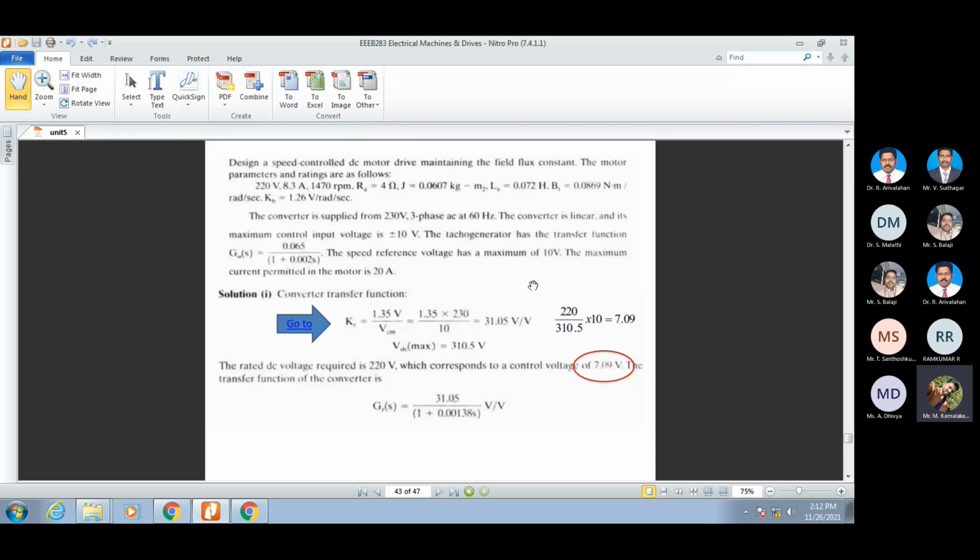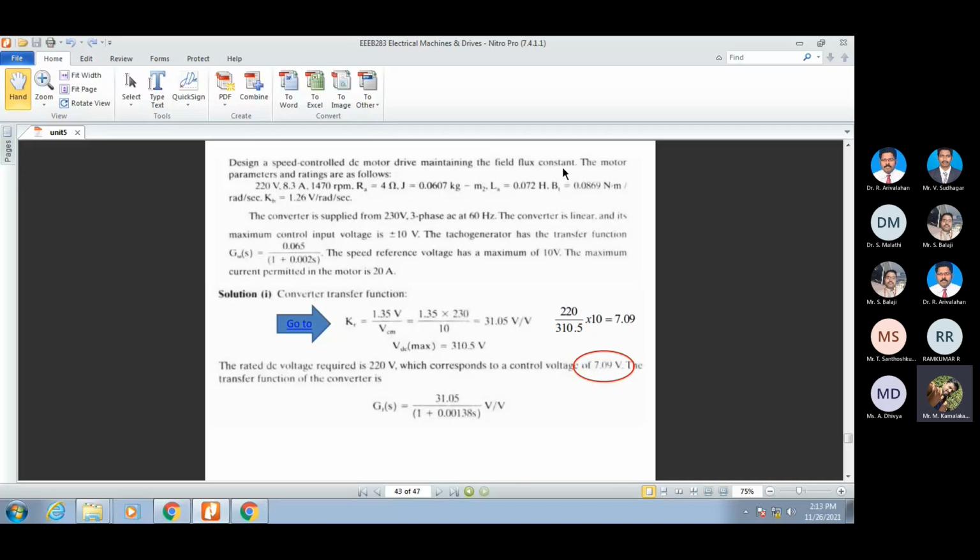And here, with the help of the equation we have derived, we are going to see one problem, so that we will have better clarity on what we have discussed so far. The problem given here is that we are to design a speed controlled DC motor drive, maintaining the field flux constant.